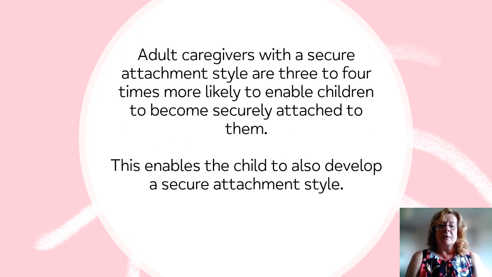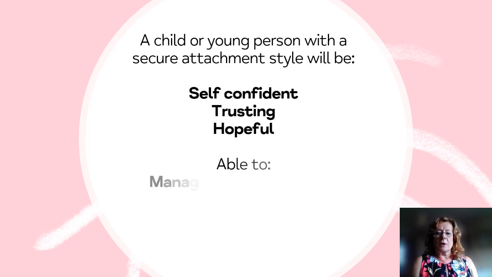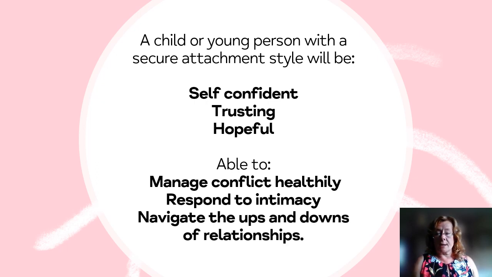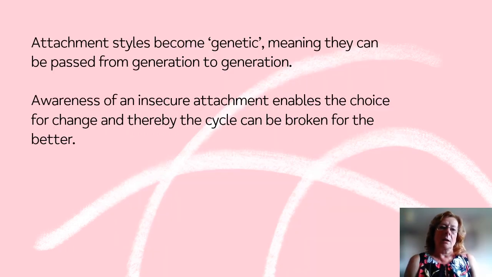Adult caregivers with a secure attachment style are 3 to 4 times more likely for a child to become securely attached to them, enabling the child to also develop a secure attachment style. A child or young person with a secure attachment style will be self-confident, trusting, hopeful, and have the ability to manage conflict. They will respond well to intimacy within relationships and be able to navigate the ups and downs of relationships. Attachment styles can be genetic, meaning they can be passed from generation to generation. With an awareness of an insecure attachment comes the choice of change, and thereby the cycle can be broken.